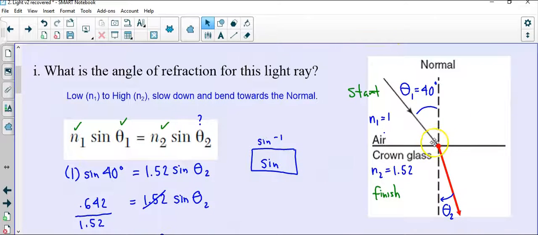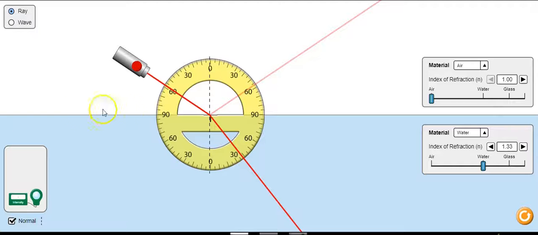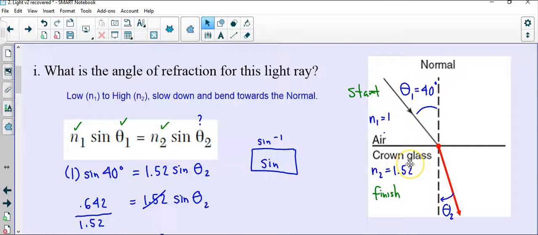So here we have the black line in this diagram represents the surface, very similar to what you see over here. And one side is air and one side is crown glass. The ray of light is starting in the air, so N1 for air is 1, and then it goes into crown glass, and that's the second medium. N2 is 1.52. Let me show you where you find that on the reference table.